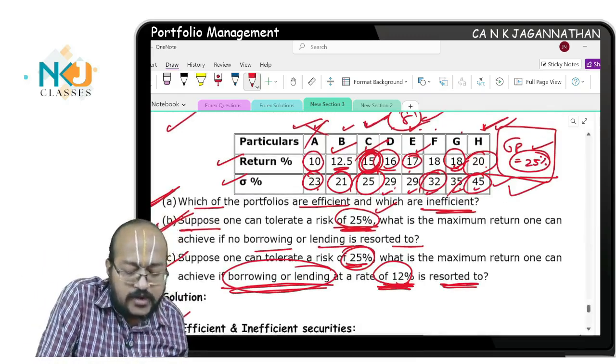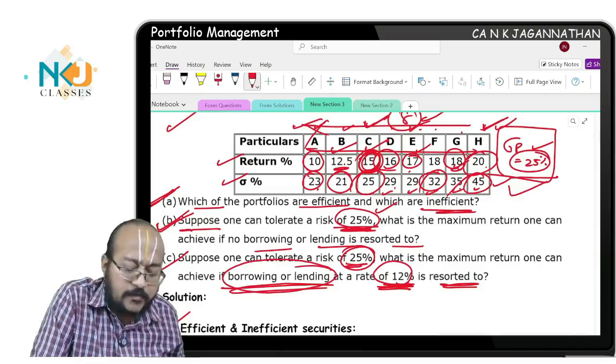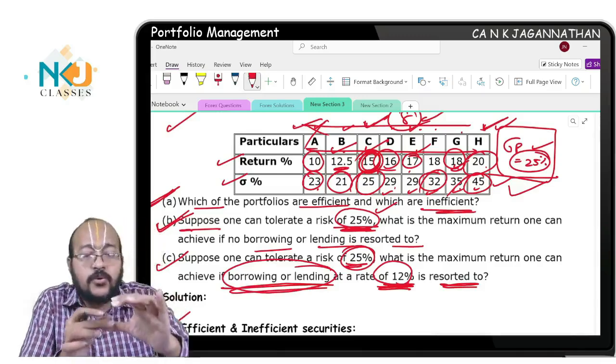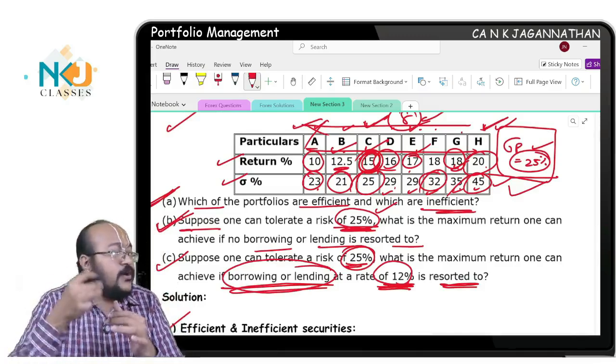So all of these 8 portfolios we will consider. Different options. A is there, B is there, C is there now. What will we do? A plus RF, B plus RF, C plus RF, D plus RF.